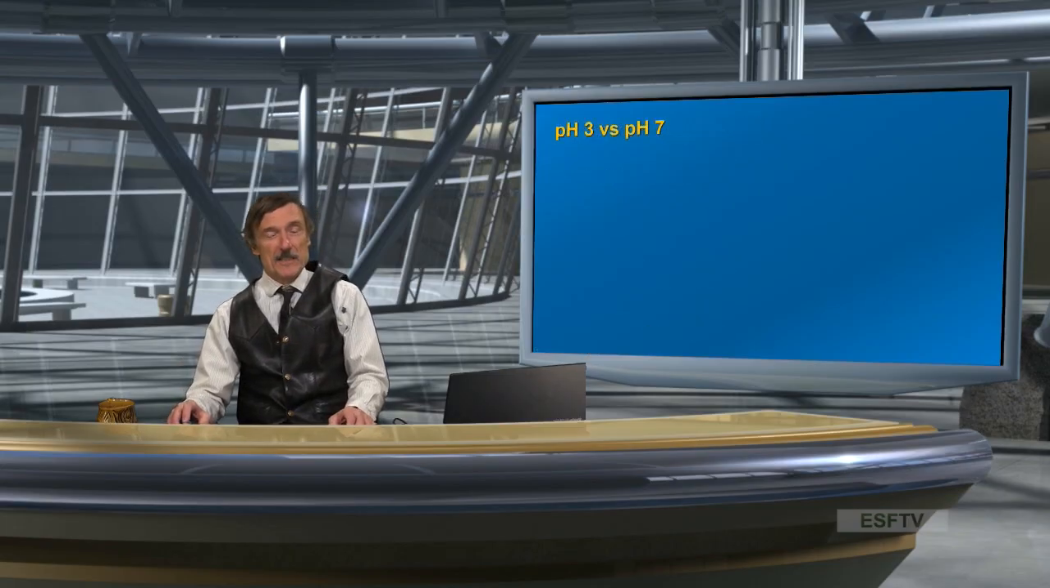So let's think about that in terms of the width of these pH ranges, and let's consider pH 3 versus pH 7.